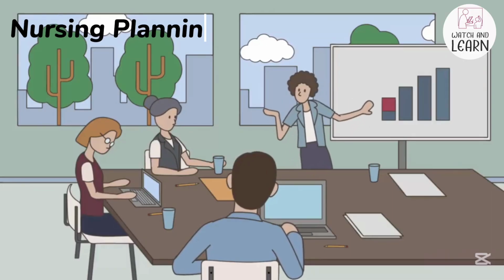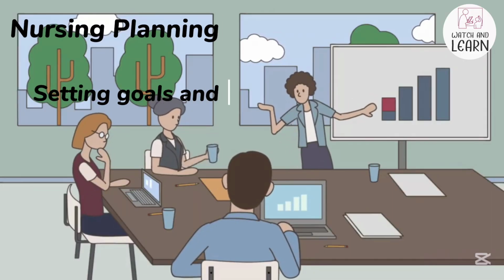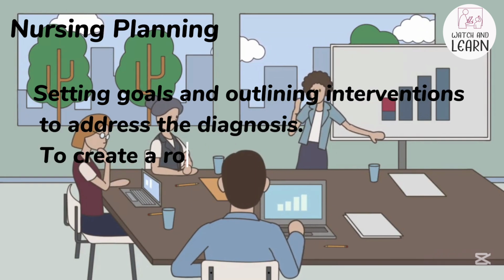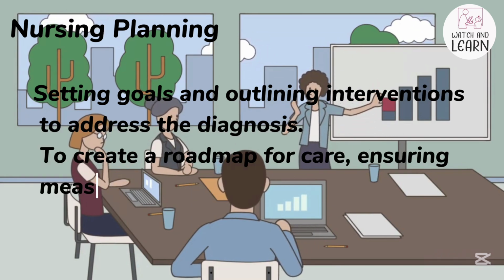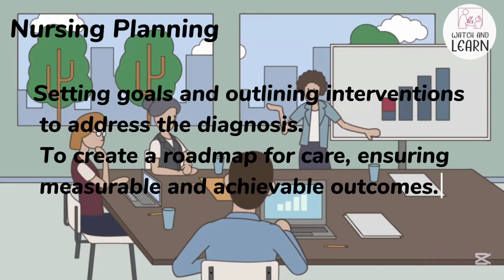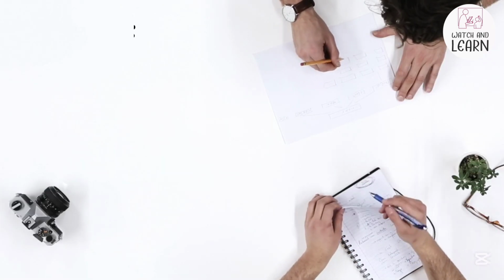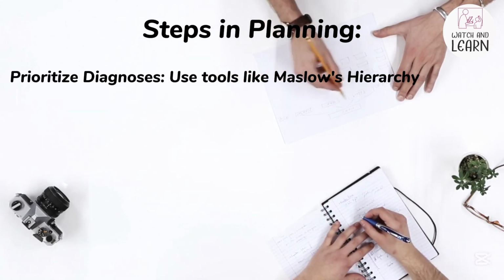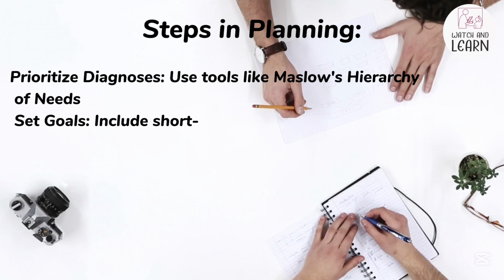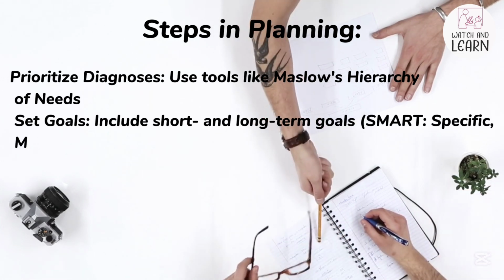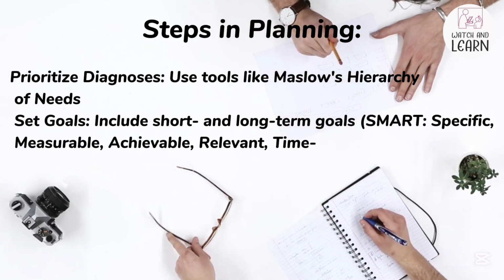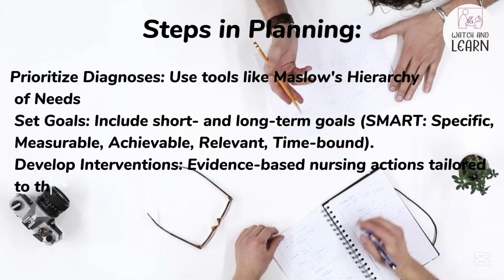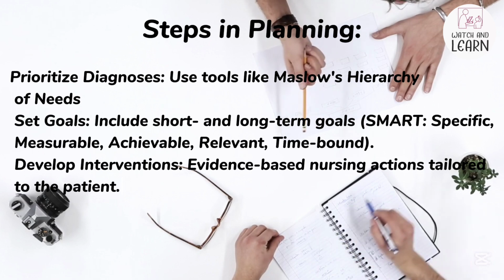Nursing planning: setting goals and outlining interventions to address the diagnosis, to create a roadmap for care, ensuring measurable and achievable outcomes. Steps in planning: prioritize diagnoses, use tools like Maslow's hierarchy of needs. Set goals, include short and long-term goals, SMART: specific, measurable, achievable, relevant, time-bound. Develop interventions: evidence-based nursing actions tailored to the patient.